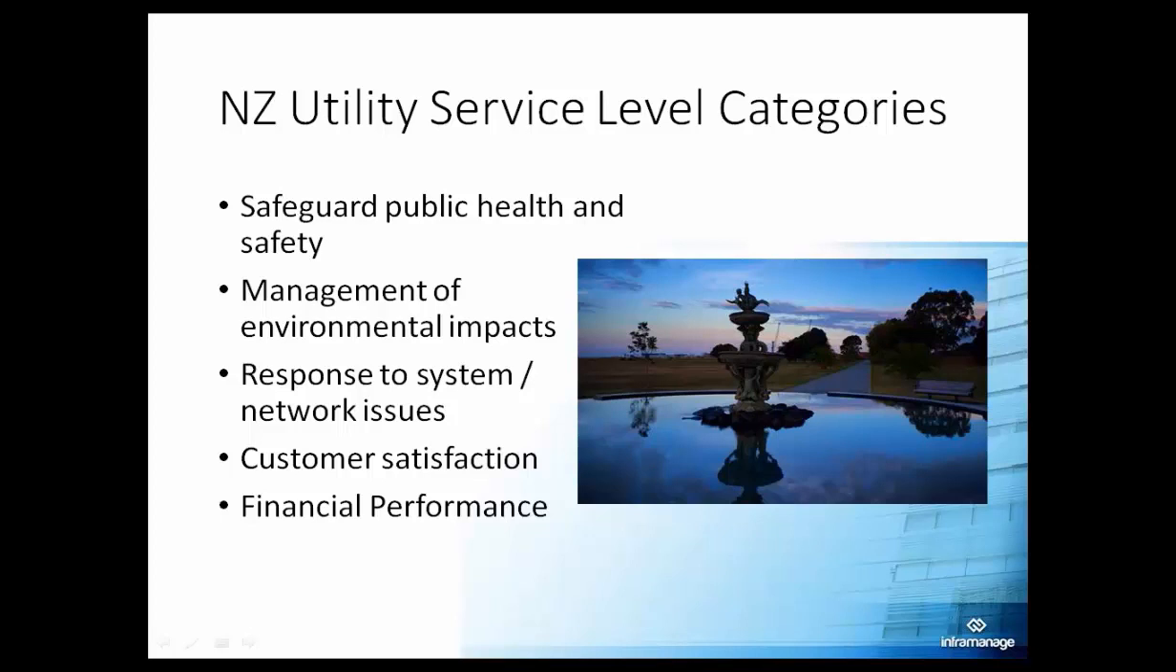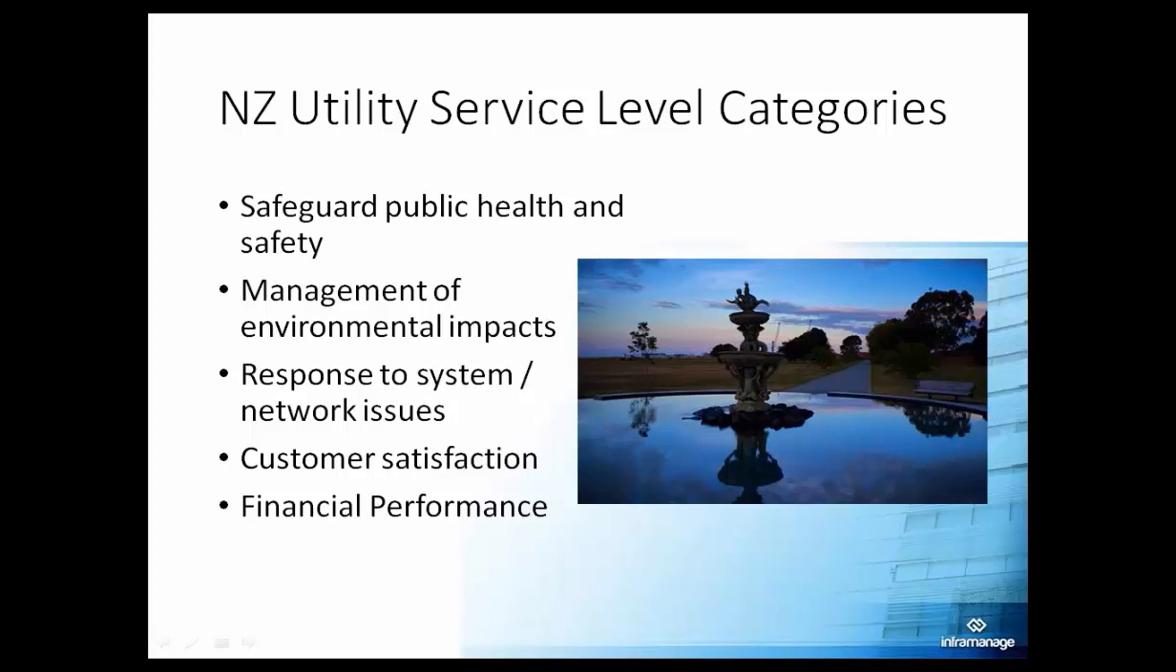So I've just been doing some work for a client very recently. They were wanting to review their service levels. It was a water, wastewater and stormwater utility. And so we had a big look at all the service levels across comparable authorities in New Zealand and also some international practice. And the list that's on the slide here at the moment is basically how we group our service levels in New Zealand.